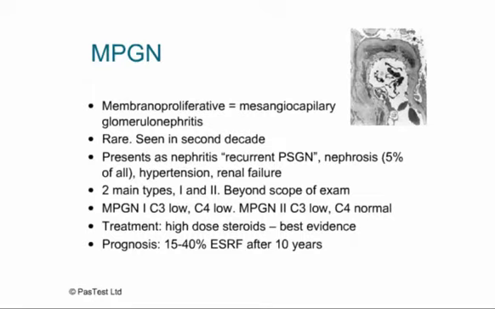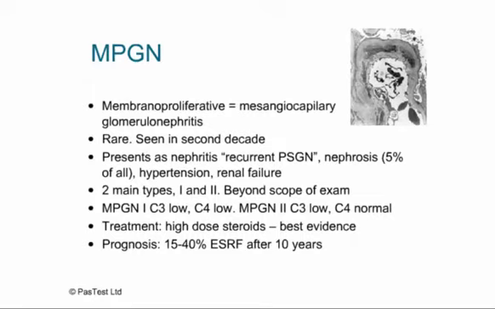There are two main types, type 1 and type 2, and the subtleties of these conditions are really beyond the scope of the exam, but you do need to know the complement abnormalities associated with the two types. In MPGN1, the C3 is low and the C4 is low as well, and in MPGN2, the C3 is low but the C4 is normal.